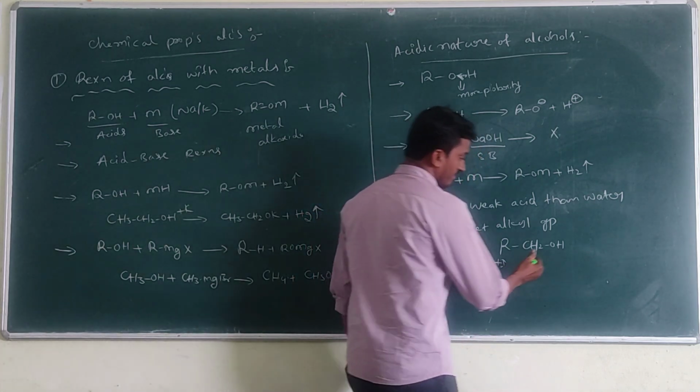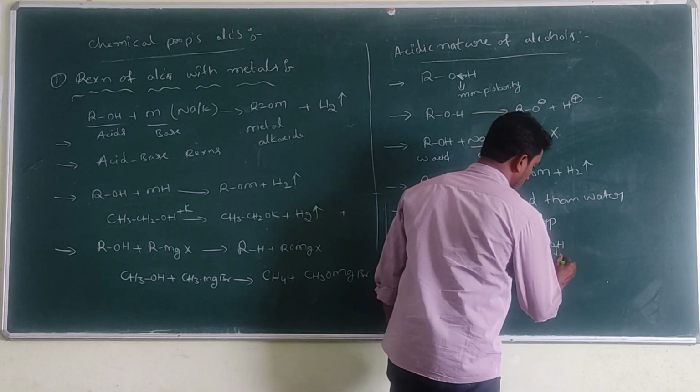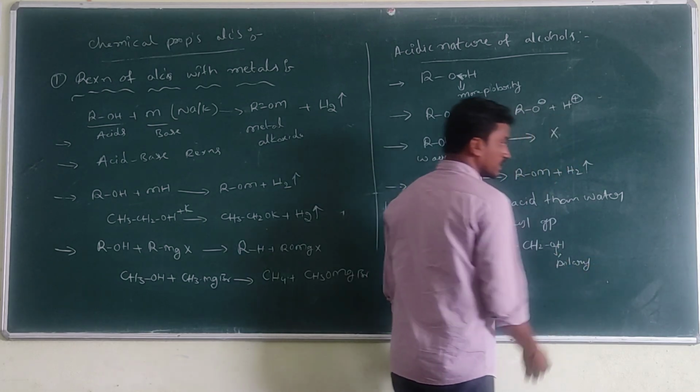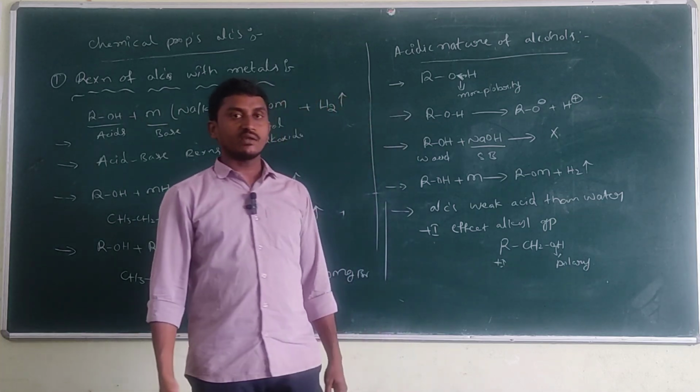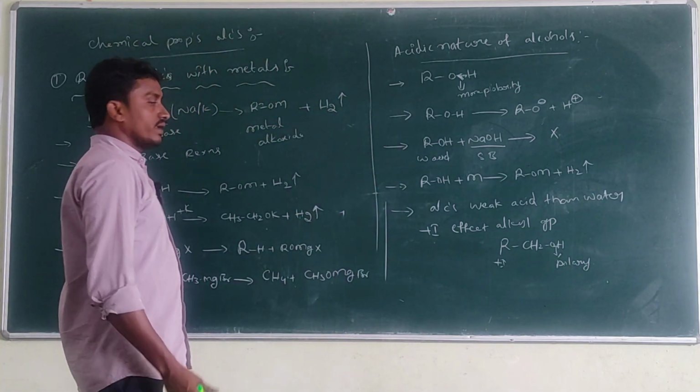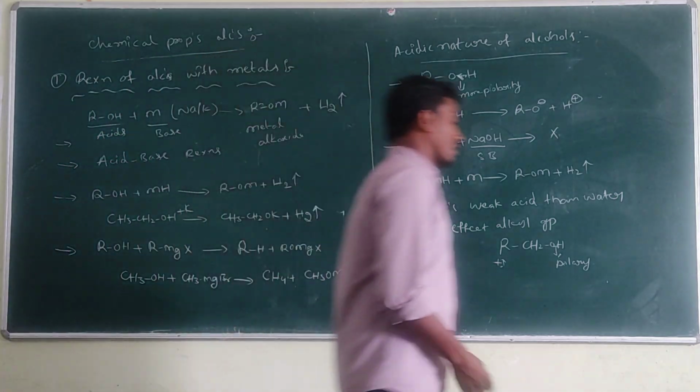Because of the plus I effect, the polarity of the oxygen-hydrogen bond decreases. So the possibility of releasing the H plus ion from this hydroxyl group is low. This is the reason for the weak acidic strength of alcohols.